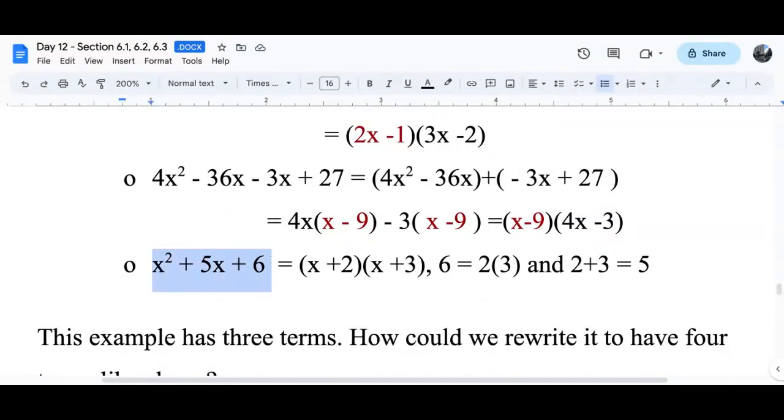We have x squared plus 5x plus 6. We'll think about m and n. m plus n is 5. m times n is 6. They got to be 2 and 3. Okay, so that's x plus 2, x plus 3.